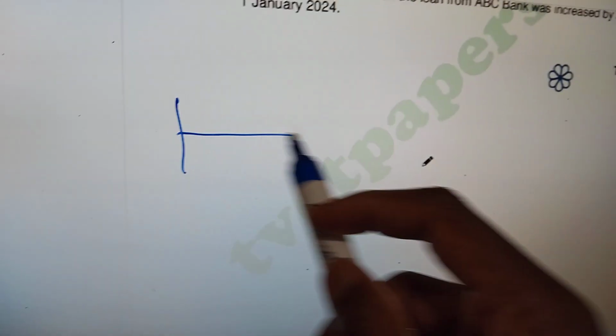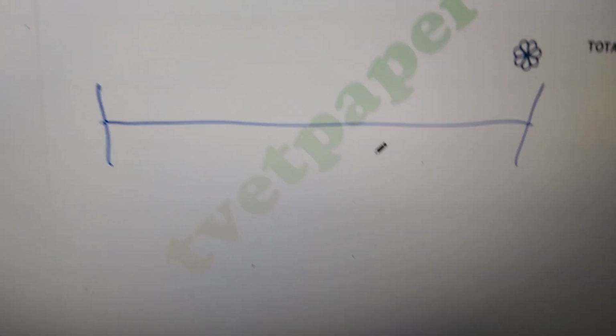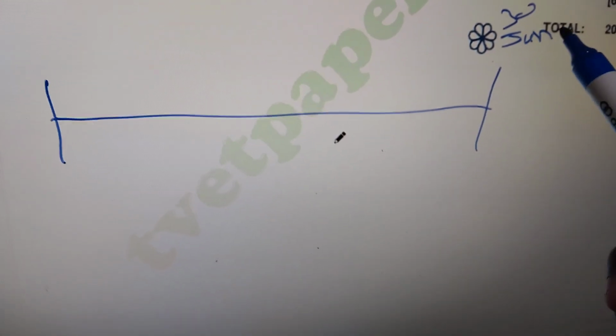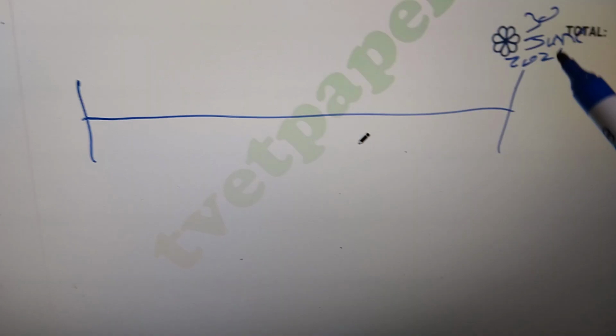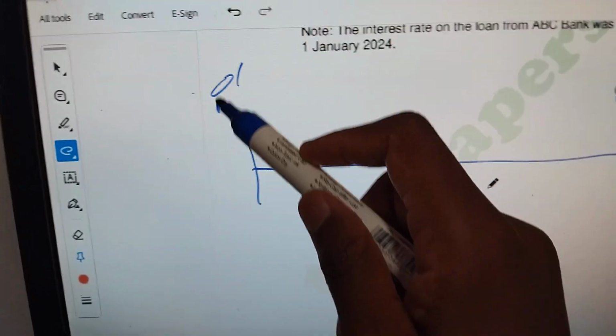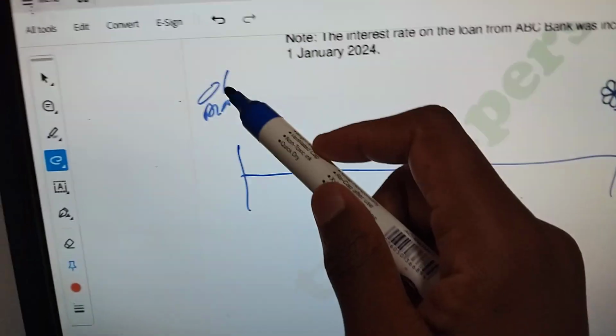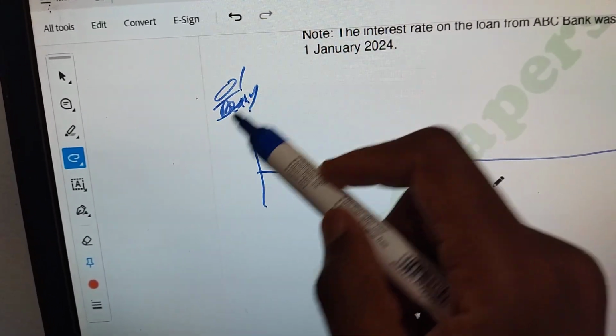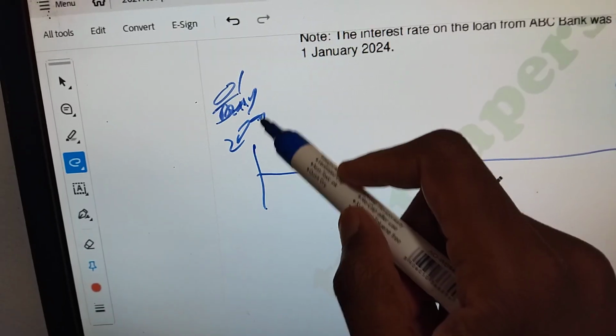So let's go. This is our financial period. If you are good with this thing, you're going to go far. So this is 30 June 2024. And then you're starting from 1 July 2023.